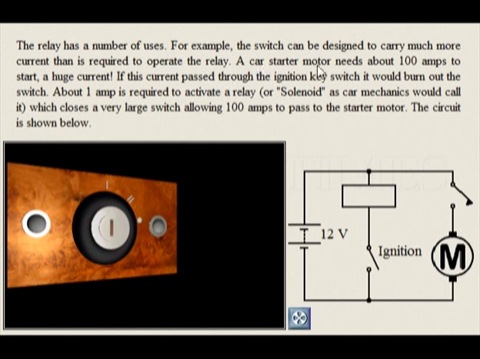A car starter motor needs about 100 amps to start, a huge current. If this current passed through the ignition key switch, it would burn out the switch. About 1 amp is required to activate a relay, or solenoid as a car mechanic would call it, which closes a very large switch, allowing 100 amps to pass to the starter motor. The circuit is shown below.